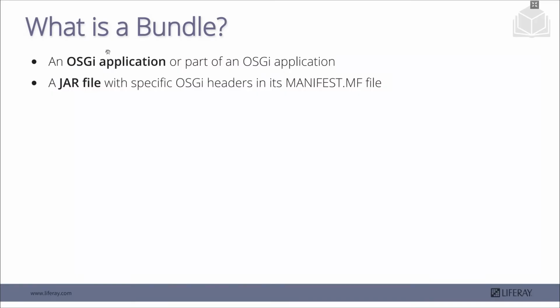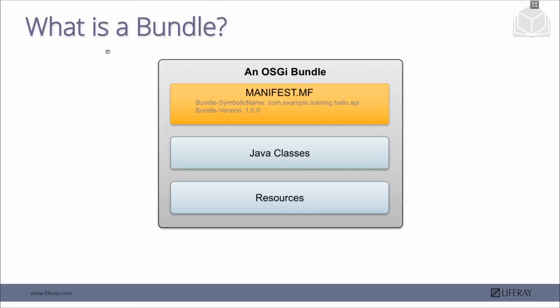Now, what makes a bundle a bundle? Well, it's just going to be a jar file. And to distinguish these jar files from any ordinary jar files, within the manifest file of the jar file will have specific OSGi headers. So a bundle is an OSGi application or part of one, and it's also going to be expressed or seen as a jar file with specific OSGi attributes within its manifest file.